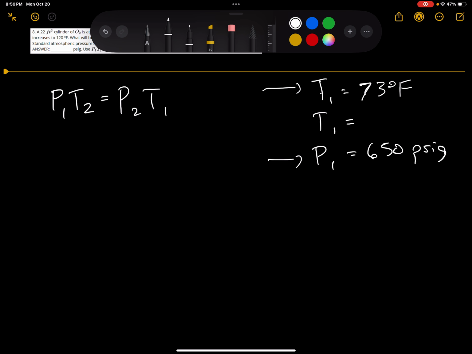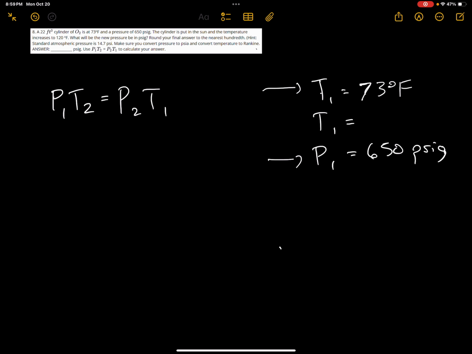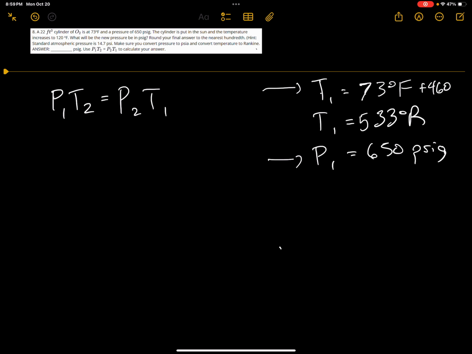All right, so here we go. We have our temperature 1 is 73 degrees. So let's go and convert that to Rankine. With Fahrenheit, we just need to add 460 to this, plus 460. And that's going to come out to be, sorry, 533 degrees Rankine. That's T1.